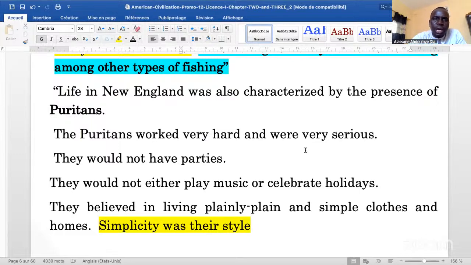The Puritans are religious people. The Puritans worked very hard and they were very serious. If today America is a big country, a very respected country, a country that has values, people who believe in work, people who believe in God, it's because the Puritans did a good job.